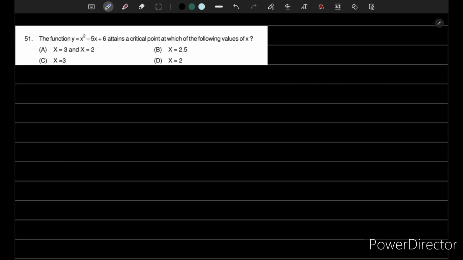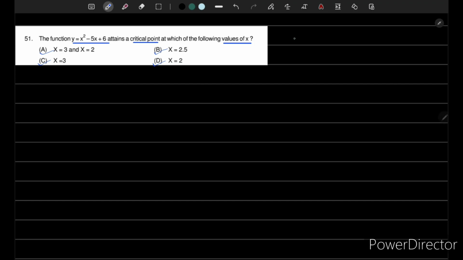And today we will discuss a concept called critical point. This critical point is very much related to the concept called derivative. Today's question is: the function y equals x square minus 5x plus 6 attains a critical point at which of the following values of x? The options are x equals 3 and x equals 2, x equals 2.5, x equals 3, and x equals 2. That means for which value of x we can get a critical point for the function y equals x square minus 5x plus 6.